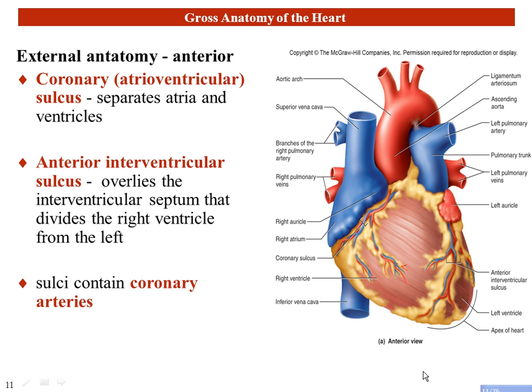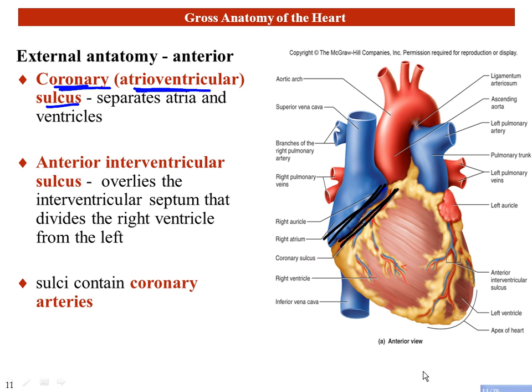Now, continuing with the external anatomy, there are grooves externally that separate the atria from the ventricles. A groove that separates the atria from the ventricles is called a coronary sulcus or atrioventricular sulcus. So right here, between these two lines, is the coronary sulcus. Within that sulcus, you will find coronary blood vessels.